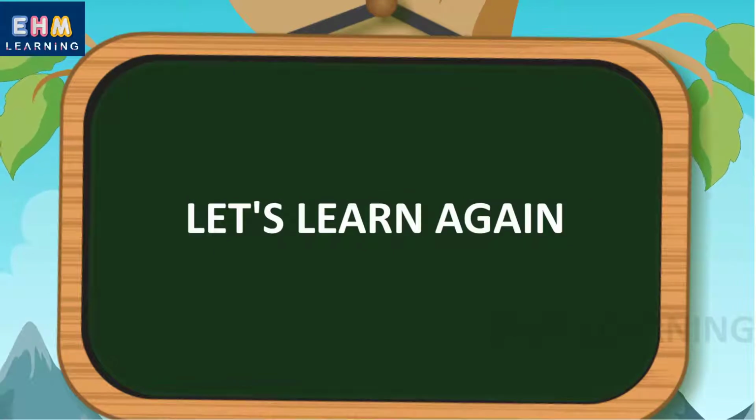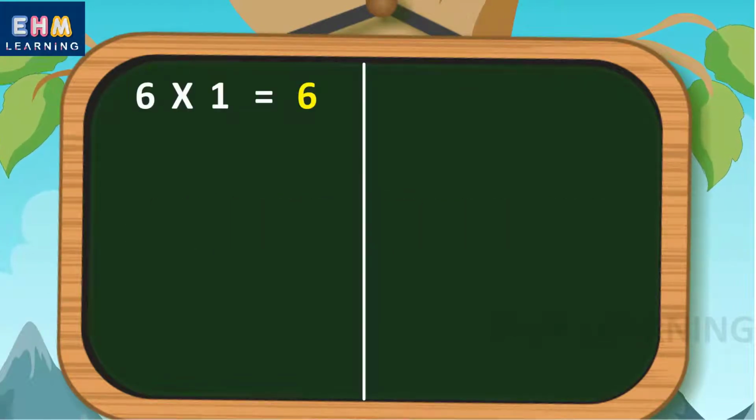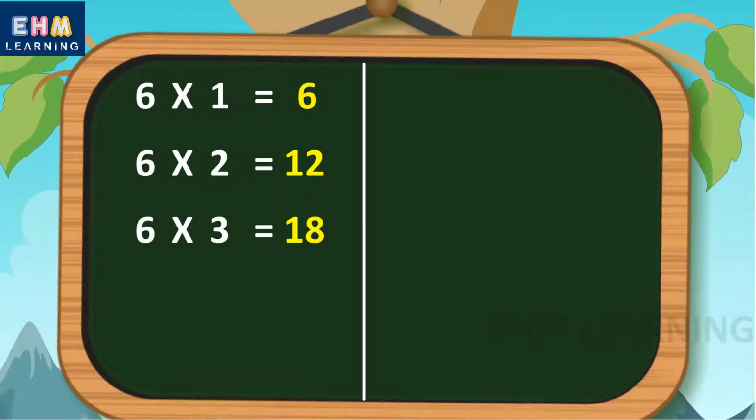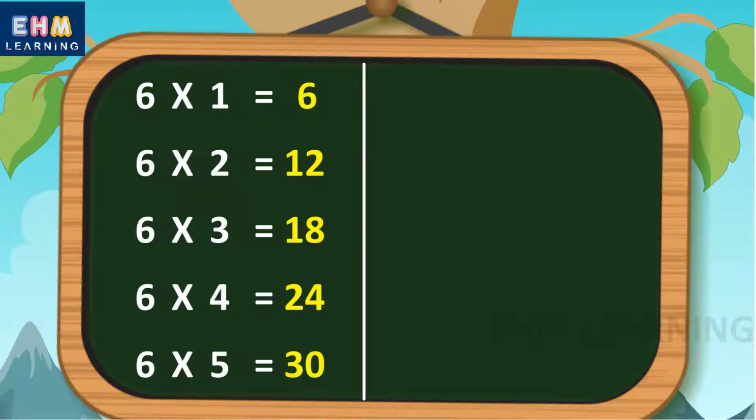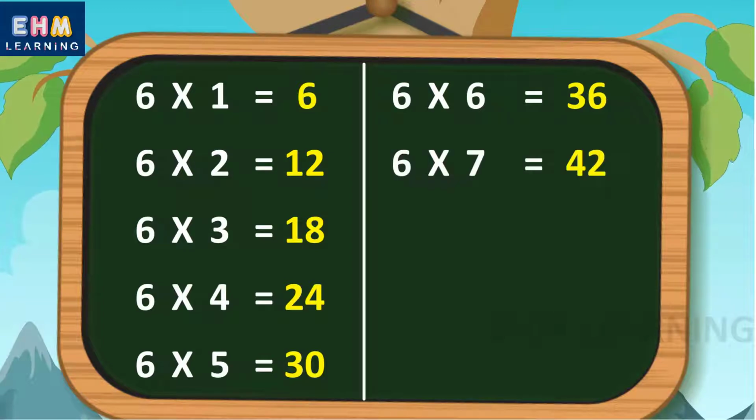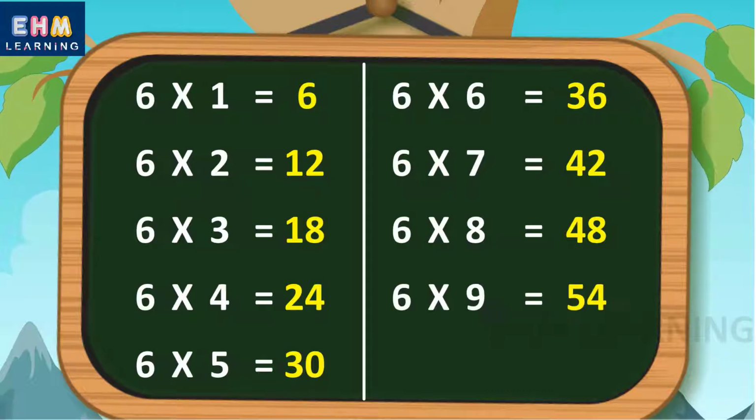Let's learn again. 6 1's are 6, 6 2's are 12, 6 3's are 18, 6 4's are 24, 6 5's are 30, 6 6's are 36, 6 7's are 42, 6 8's are 48, 6 9's are 54, 6 10's are 60.